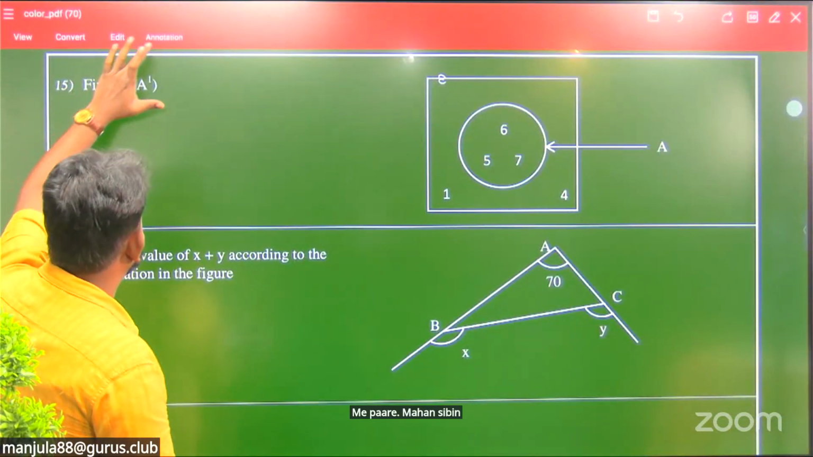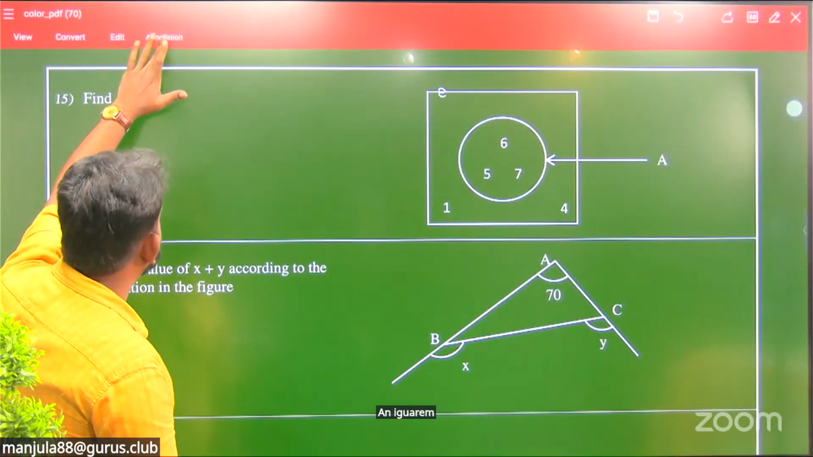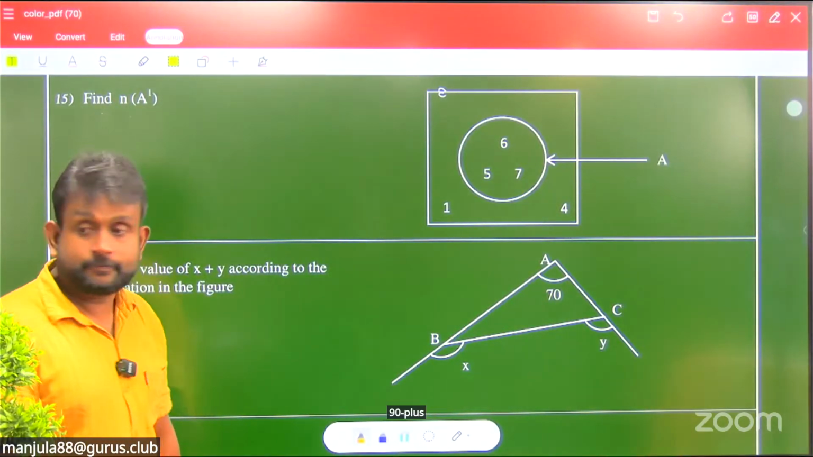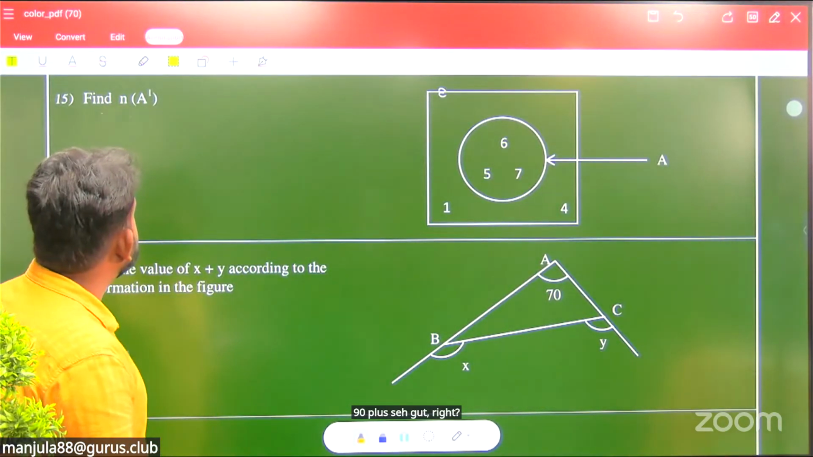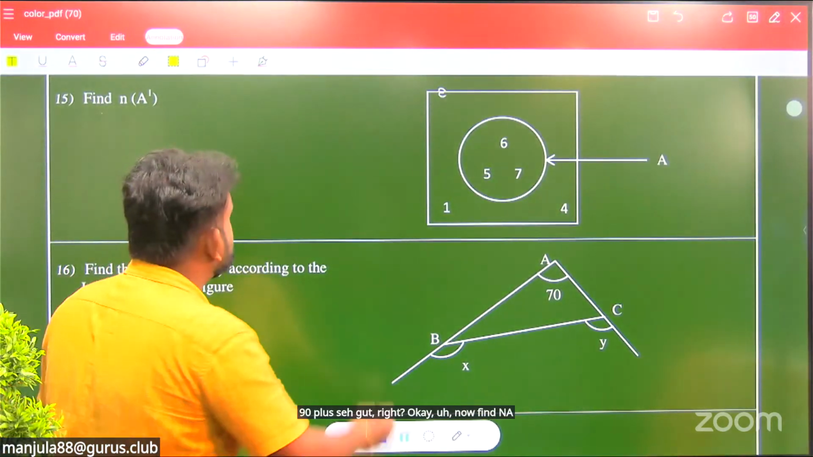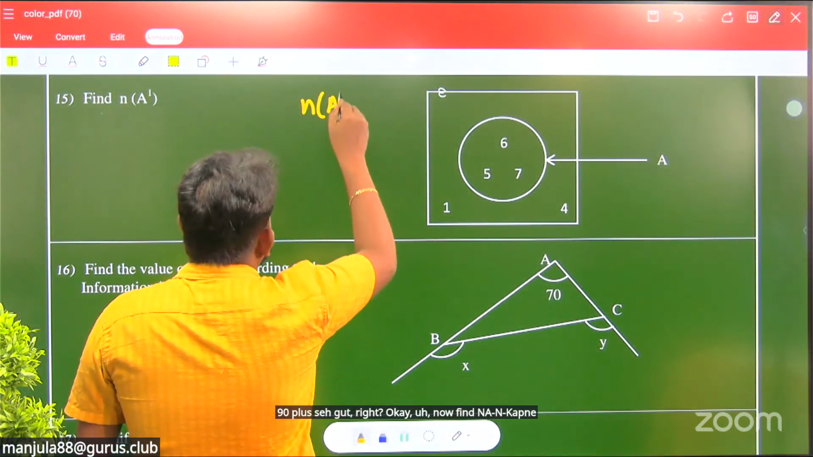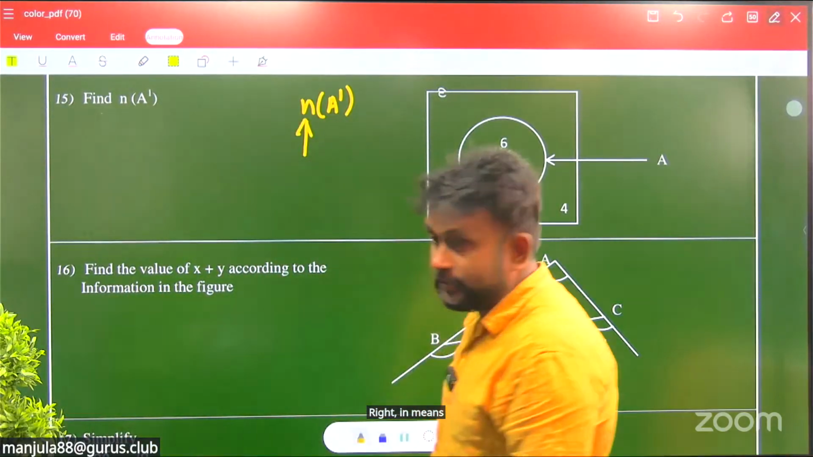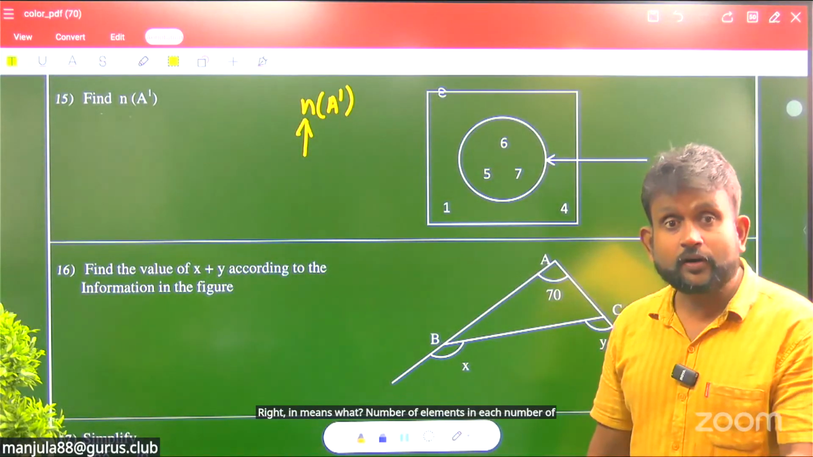Right. Definitely a solid 90 plus is possible. Right. Okay, now find n(A dash). What does n(A dash) mean? Right. N means the number of elements. N is the number of elements of A dash.